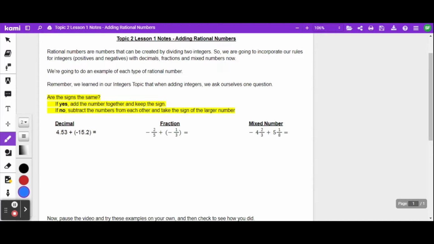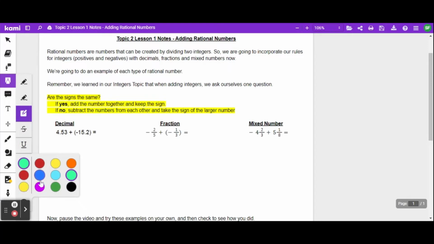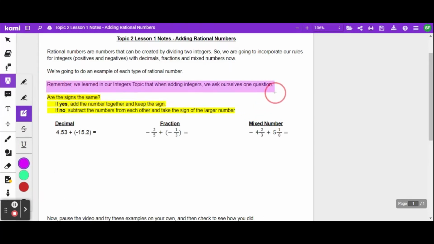So today we're going to look at adding rational numbers, and you're actually going to have to remember some of our rules from topic 1 in order to be successful here today, right? You're really not learning anything new. We're just going to apply some things that we've already talked about.